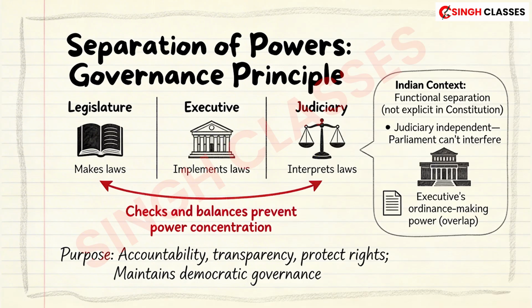Parliament cannot interfere with judicial decisions, and the judiciary can review laws. This system ensures accountability, transparency, and protection of rights. Separation of powers prevents authoritarianism and strengthens democratic governance in India.